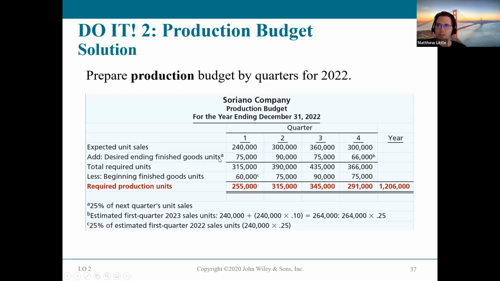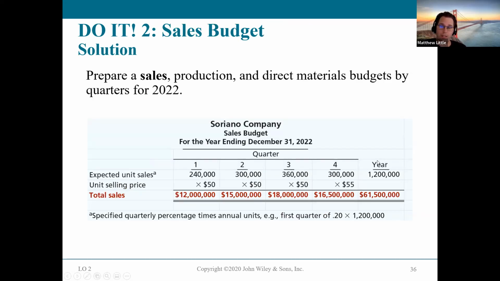Our desired ending finished goods are tied to the next quarter, 25% times 300. Total required units quarter one is 315,000 less the opening, which we will assume is 25% of the 240,000. You can see the notes on screen here. So our total required production units will be 255,000. So we'll produce 1.2 million and 6,000 extra in the year. And that ties in with the sale of 1.2 million expected. So we'll have 6,000 left to carry over for Q1 of 2023.